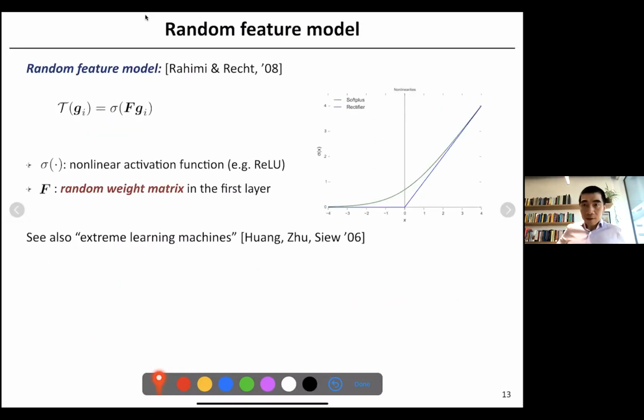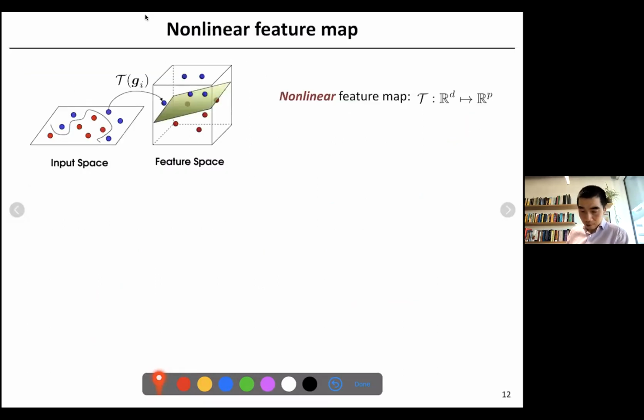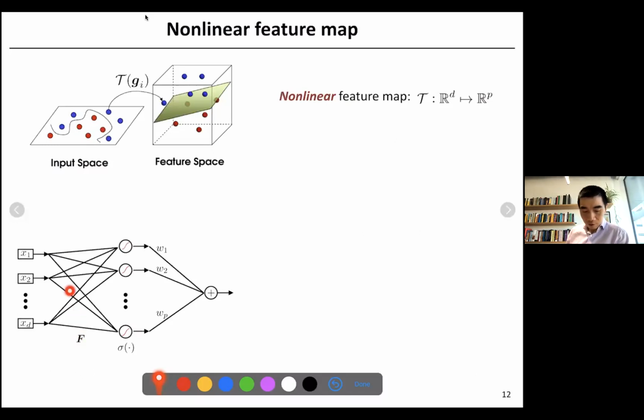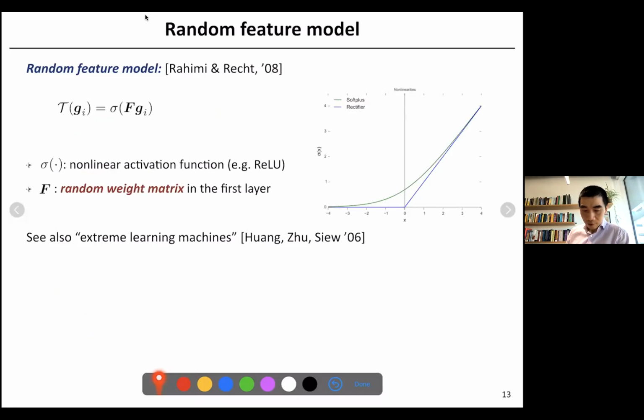Now, we're going to consider a simplified version of this problem, the so-called random feature model. So what the random feature model does is the following. We don't learn this F. Again, just to remind everyone what F is, F is the coefficients in the first layer. It's a matrix, okay? So we're not going to learn F. We're just going to initialize F with some random weights, and we keep these weights frozen.